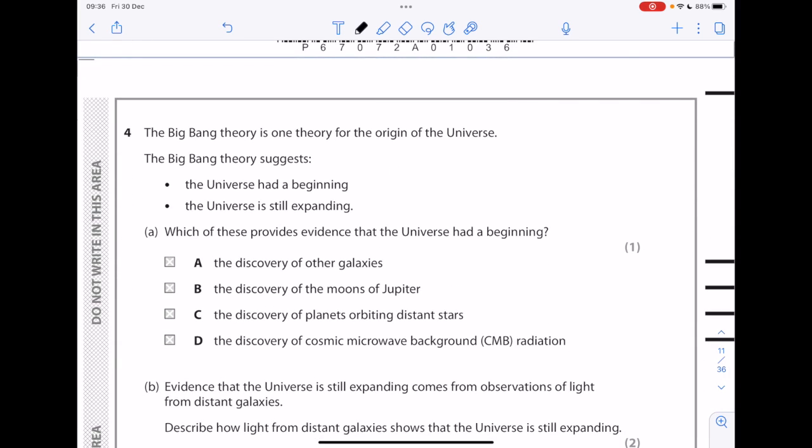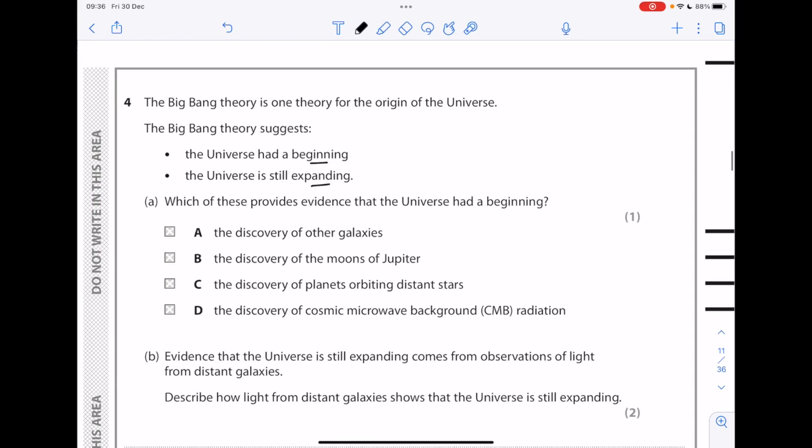The Big Bang Theory is one theory for the origin of the universe. The Big Bang Theory suggests that the universe had a beginning. The universe is still expanding. Which of these provides evidence that the universe had a beginning?